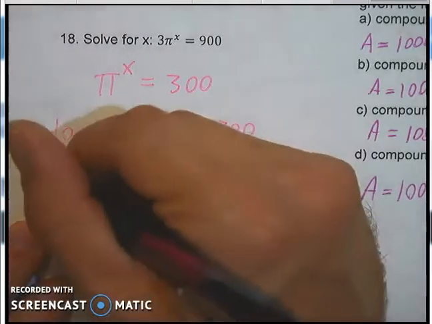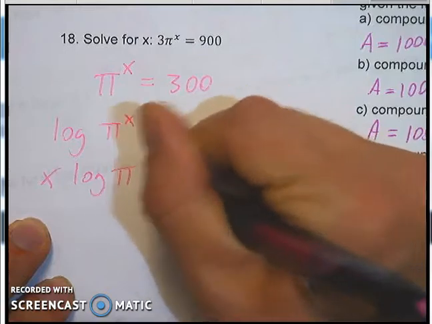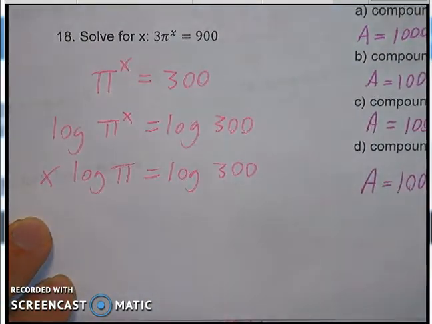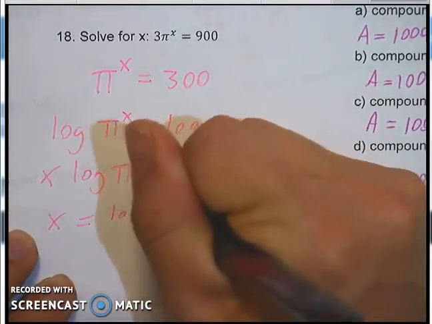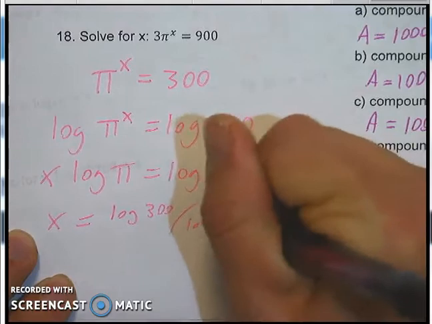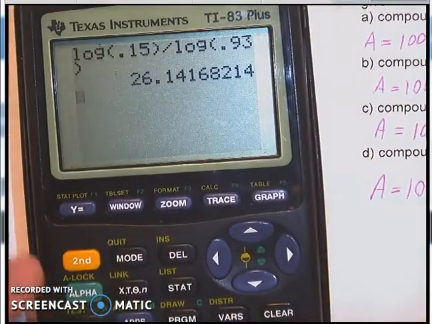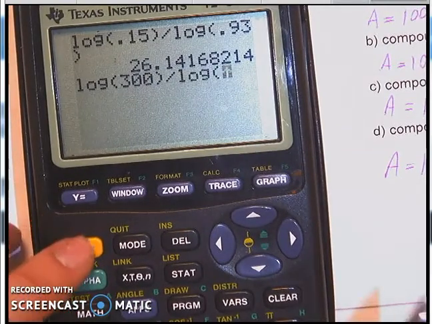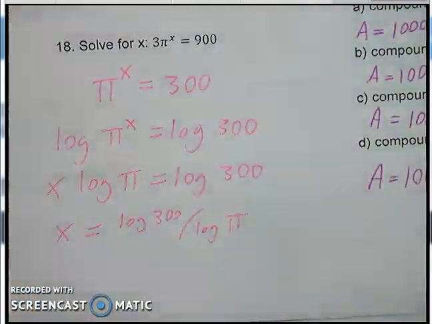Of course, I can move that x to the front. Since it's a logarithm, that's okay. And now to get the x, I'm simply going to divide by log of pi. So log 300 divided by log of pi. Use the pi key in your calculator to do that calculation. Log 300 divided by log of pi. And your answer is x equals just about 4.983.